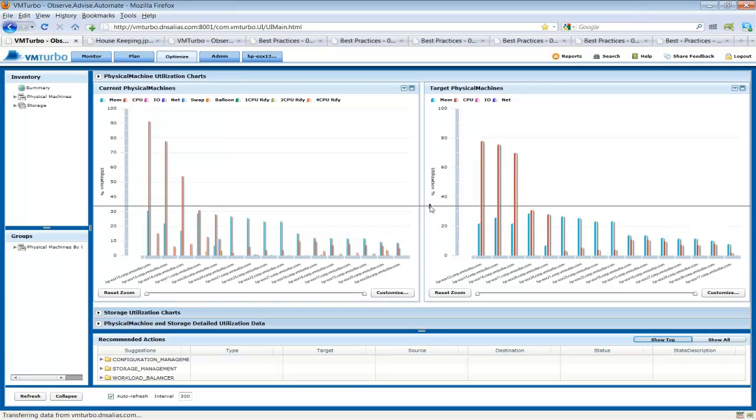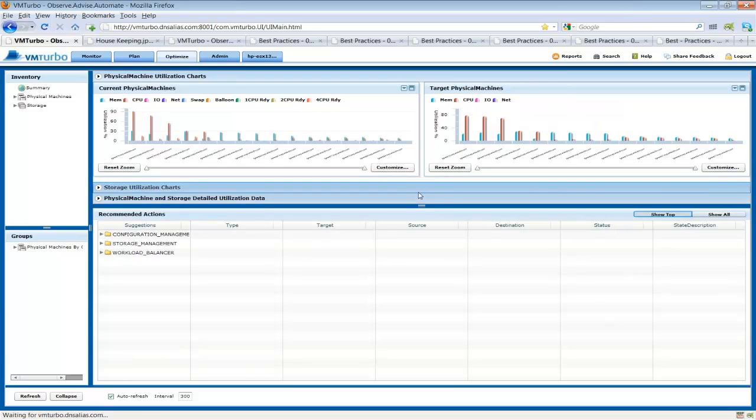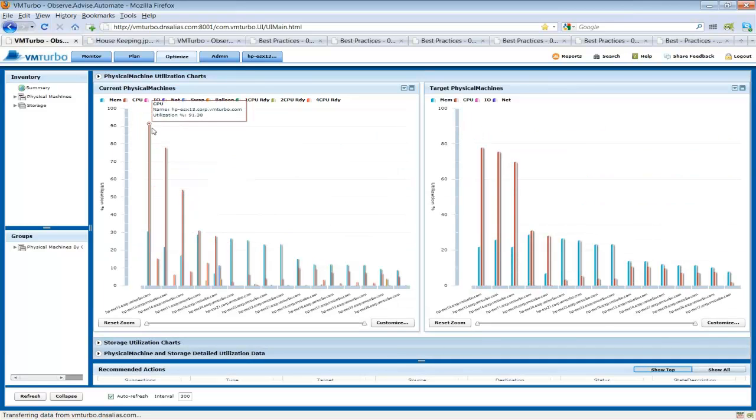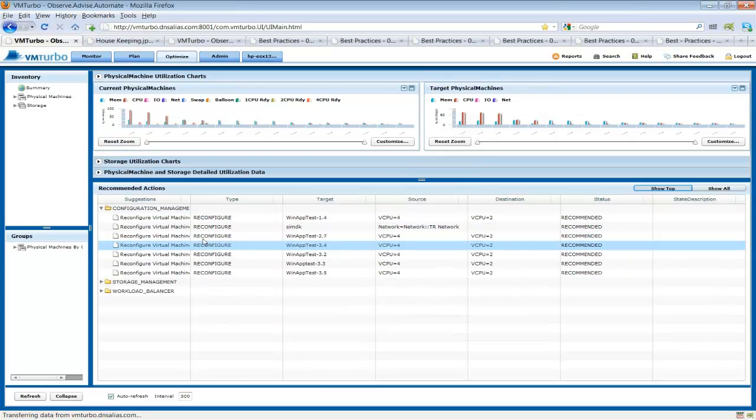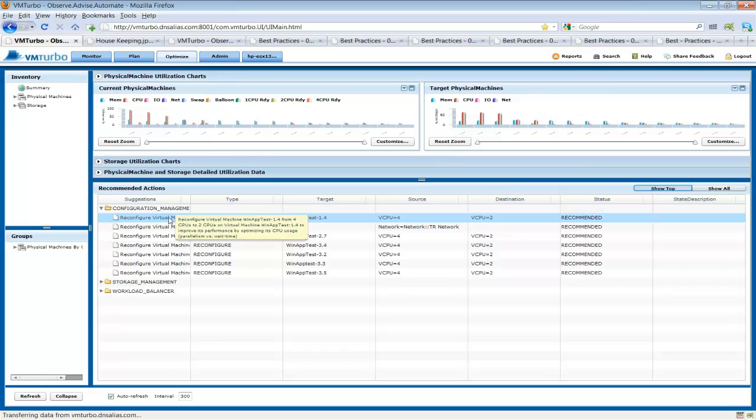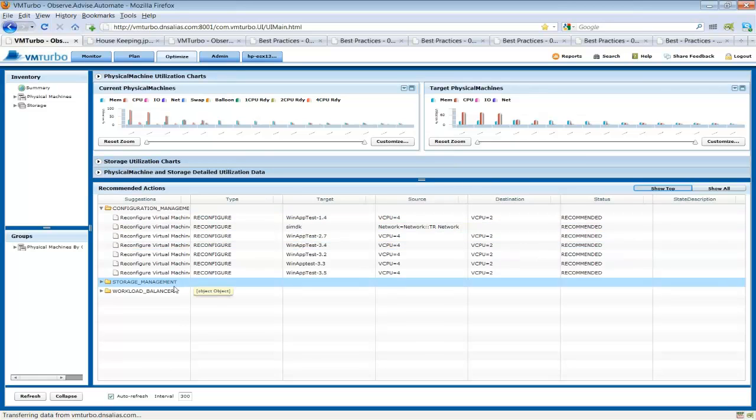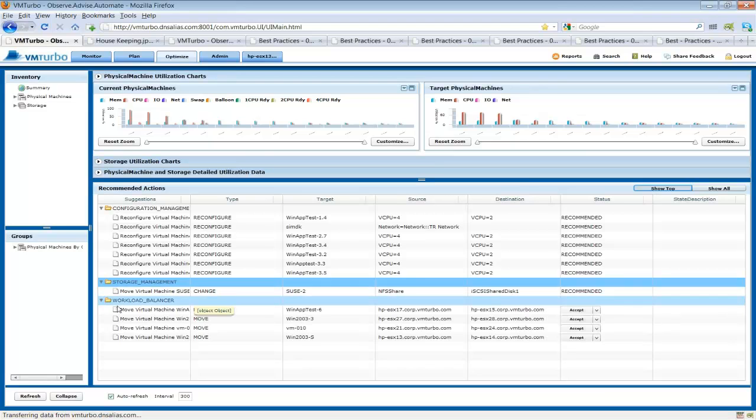And the changes that would be made in order to reach this optimized, equalized environment, and look, we're going from CPU utilizations in excess of 90% to none over 80%. The changes required to do that are listed here. There are various configuration changes where we might choose to reconfigure a virtual machine from 4 CPUs to 2. There are also storage management changes where we might change the store. Here, a recommendation to change from the NFS store to the iSCSI shared store for this machine SUSE 2, as well as the relocations that are recommended to balance out the environment.